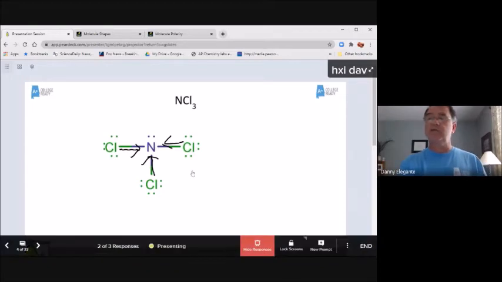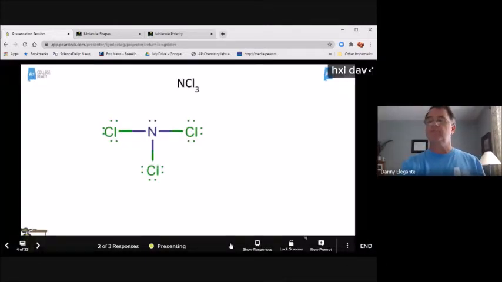But we're going to learn that shape matters very much because this molecule doesn't actually look like a T, right? So when we think about molecules and whether they're polar or not, we're also going to have to think about what shape they are.